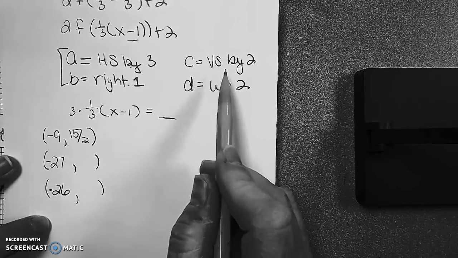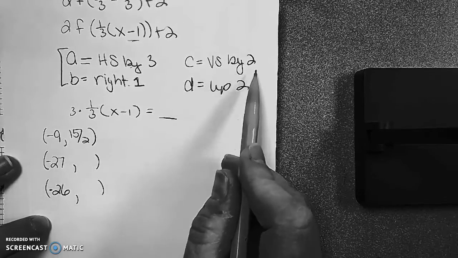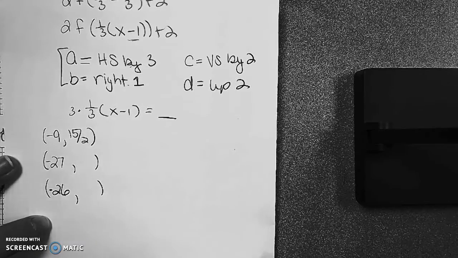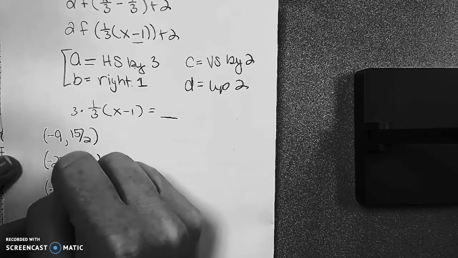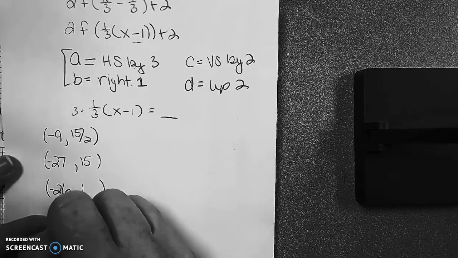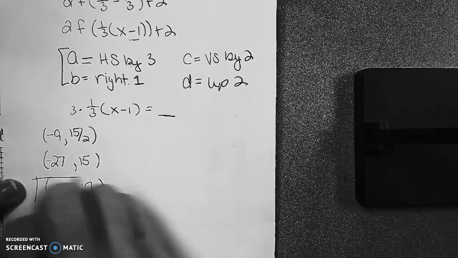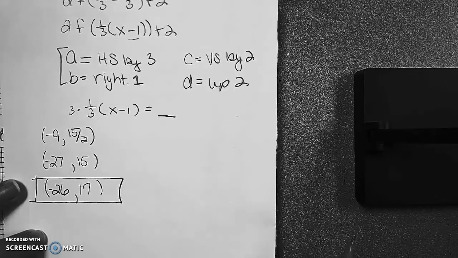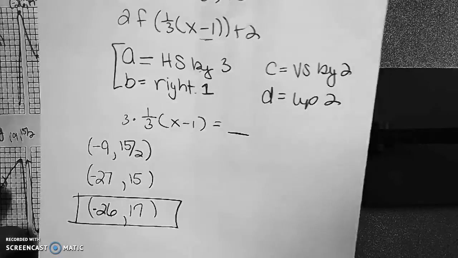I'm going to go to C. C is a vertical stretch by 2. So that's changing 15/2. I'm going to take 15/2 and multiply it by 2. Well, that's just 15. And then up 2 would be adding, so that makes it 17. So there's your new point. That's where the point -9, 15/2 would map to.